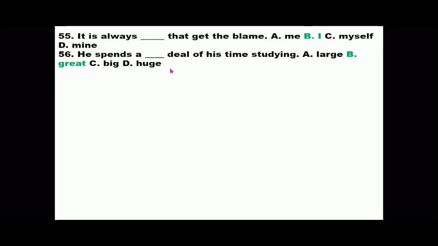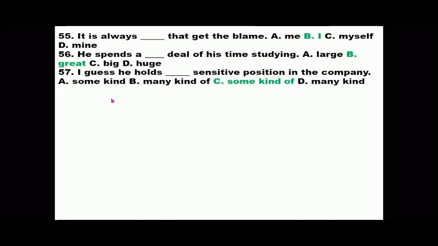56. He spends a dash deal of his time studying. A great deal of his time studying. Great always goes with deal; a great deal of something means a lot of something. This tests your knowledge of collocation. Collocation is a grammatical concept referring to two or more words that tend to go together. Certain English words always tend to be used together, okay? And when you talk of a great deal, those are words that go together.